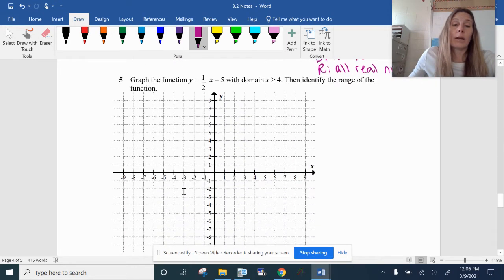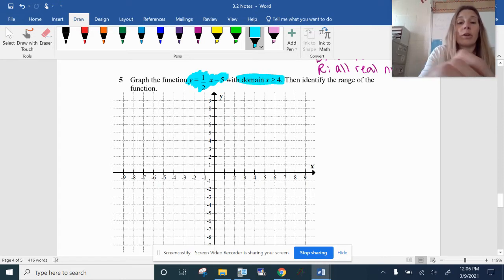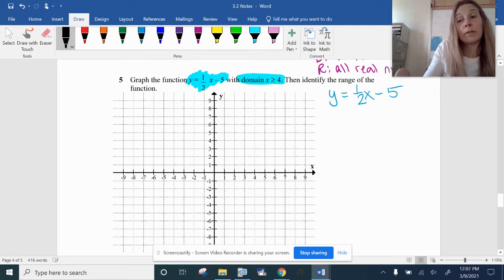So let's try number 5. All right, so this time, here's our function, y equals 1/2 x minus 5, but this time we have a domain restriction. Now, the nice thing about this one is it's already in function form. So that's going to make it a little bit easier for us to get our numbers here.